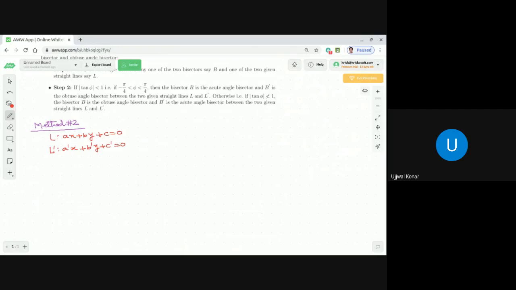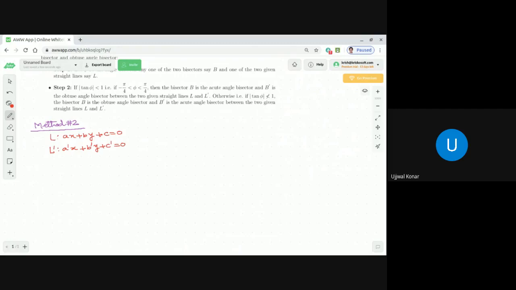Now, we need to adjust these two equations if the constant term is not positive. That means our target is to make both c and c dash positive, and for that, whatever adjustment we need to make, we will do by multiplying by a negative sign. Let me give an example so that it is very clearly understandable.